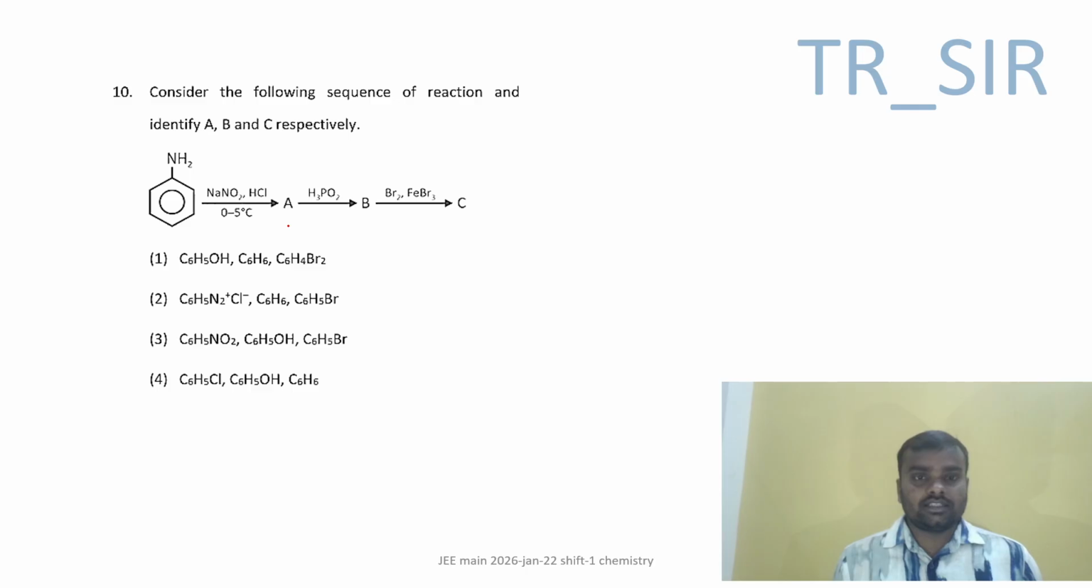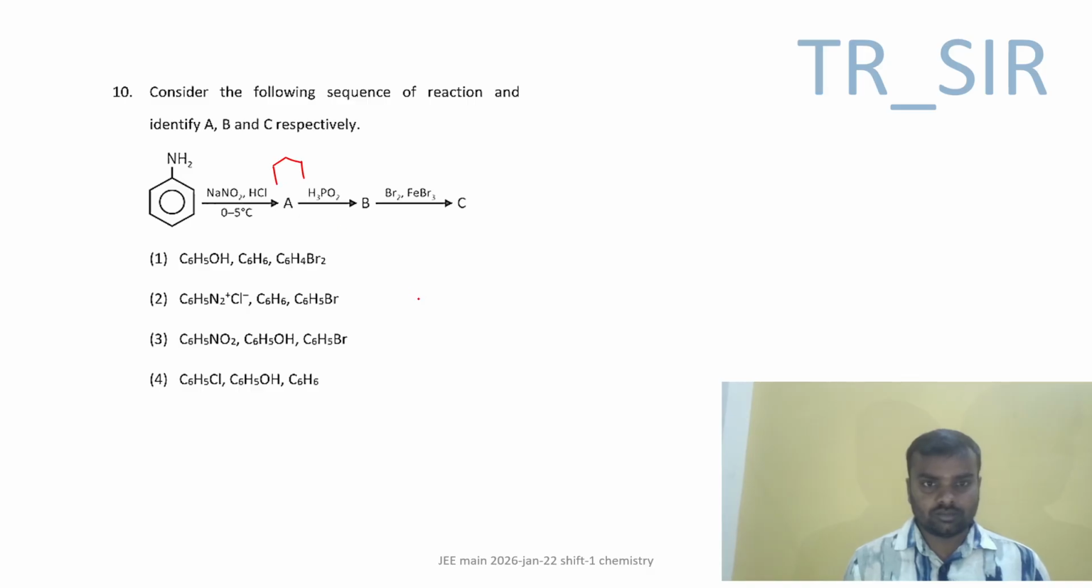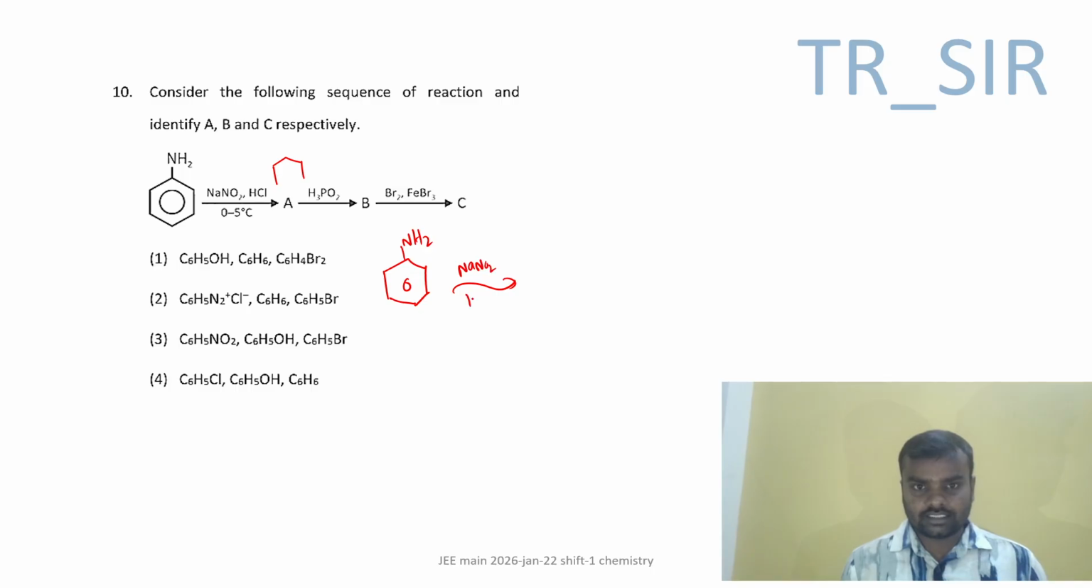Now consider the following sequence of reactions. Identify A, B, C respectively. Just now we solved diazotization, no? So what will we get here? Diazonium chloride will come. So let us see here. Let me take the complete equation here. Aniline they have taken. So after doing diazotization, NaNO2, HCl, 0 to 5 degrees Celsius, diazonium chloride is formed.